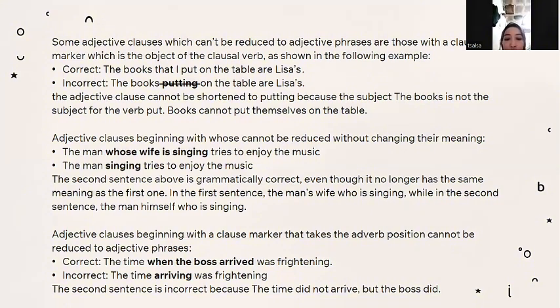Adjective clauses beginning with a clause marker that takes the adverb position cannot be reduced to adjective phrases. Correct: The time when the bus arrived was frightening. Incorrect: The time arriving was frightening. The second sentence is incorrect because the time did not arrive, but the bus did.